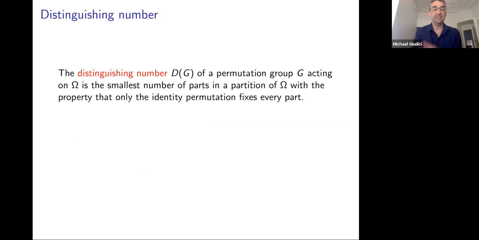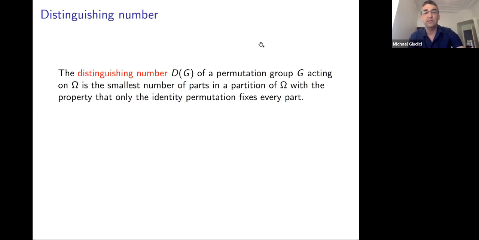Now, I wanted to mention, since a lot of you are graph theorists, a common parameter that you would study in graph theory, instead of looking at bases, is the distinguishing number of a group. Okay, and so the distinguishing number, usually denoted D of G, of a permutation group, is the smallest number of parts in a partition with the property that only the identity permutation fixes every part.